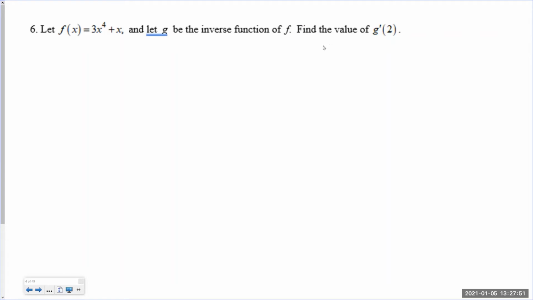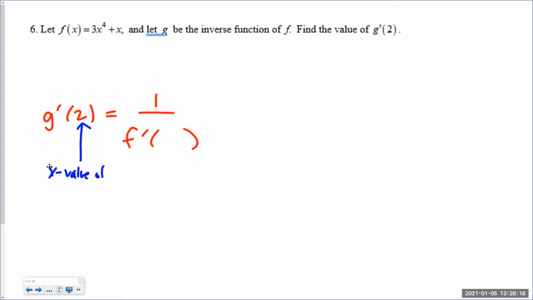All right, find the value of G prime if you know F and G are inverses. So make sure you understand though, F and G have to be inverses, okay? Find the value of G prime. So I'm gonna write down G prime of 2. Everybody good with that? Go ahead and write your formula, guys. G prime of 2 is equal to what? 1 over F prime of something. All right, this right here, this 2, this is always an x value. So it's an x value of my G.